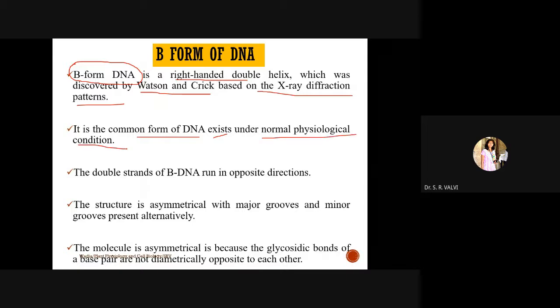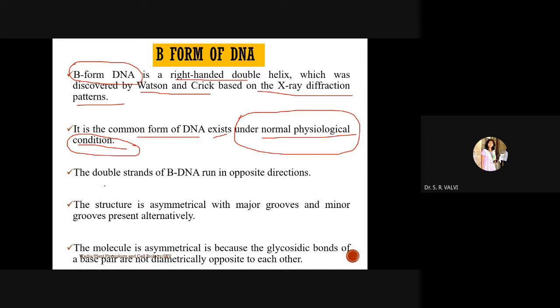It exists under normal physiological condition. Earlier, in the case of A type of DNA, what we learned was that when the relative humidity is below 75%, then A form of DNA exists. That was the condition for A type of DNA. Here, in the case of B type of DNA, it exists under normal physiological condition. So B DNA is the commonly occurring form of DNA, which exists under normal physiological condition.